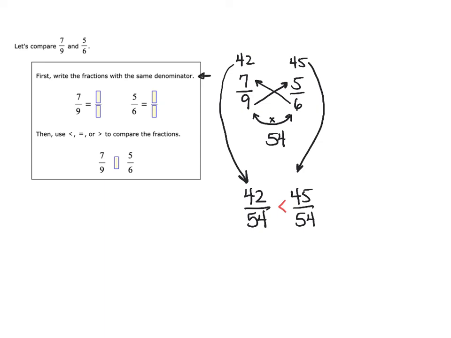As I go back to my original fractions, 42/54ths was equivalent to 7/9. 45/54ths was equivalent to 5/6. My sign will remain the same now, because I did not change the order of the fractions. 7/9 is therefore less than 5/6.